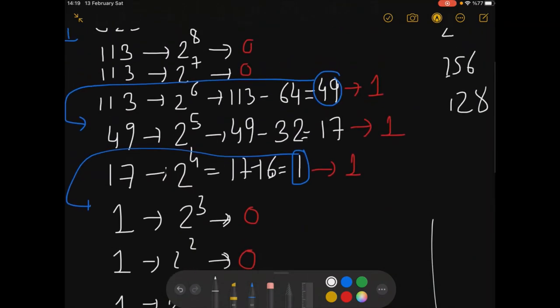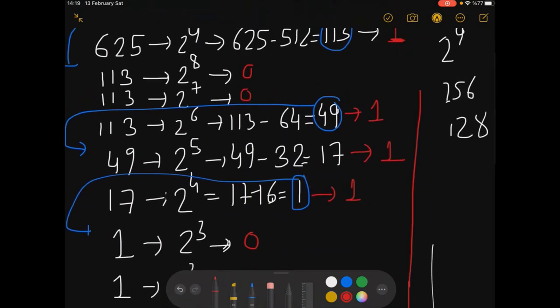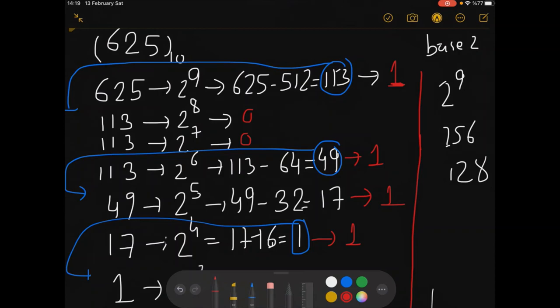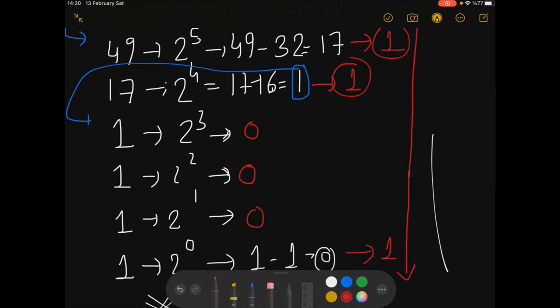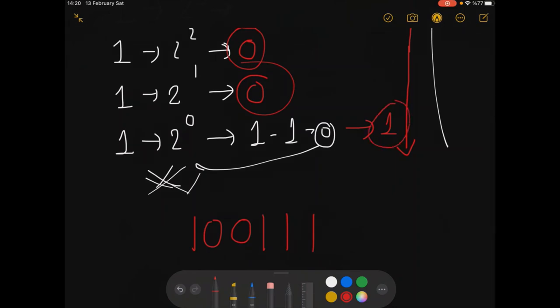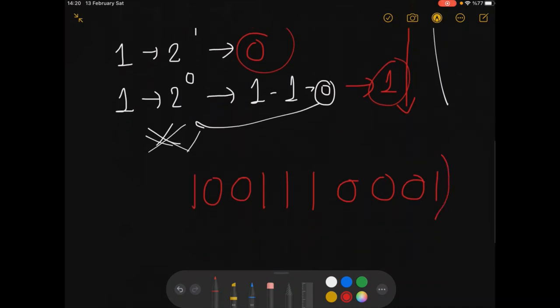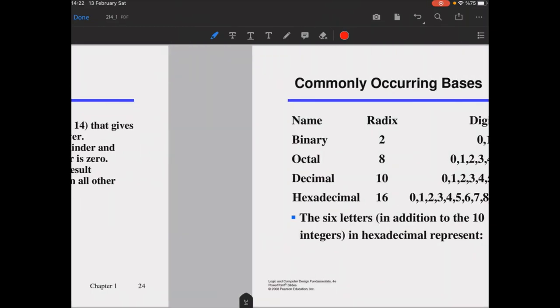Let me show you. Look at this. In this order, you write those numbers, starting from here. 1, 0, 0, 1, 1, 1, right? Then I keep on doing it, 0, 0, 0, 1. Is this correct? I hope it is correct, and it is your answer in base 2. Okay, now we have an idea about the first method to convert a decimal number to a binary number.